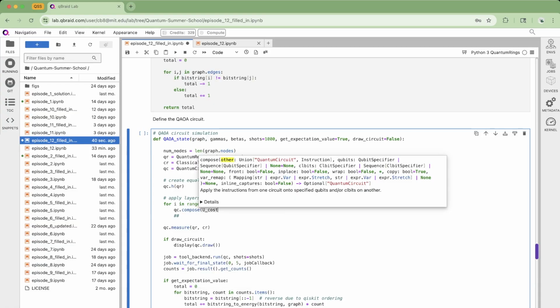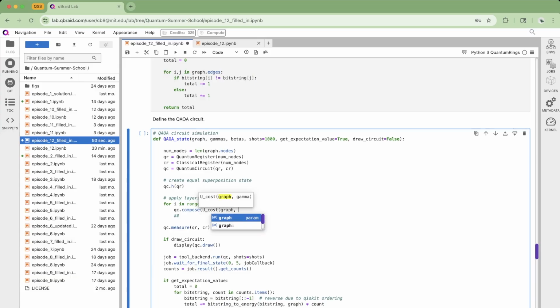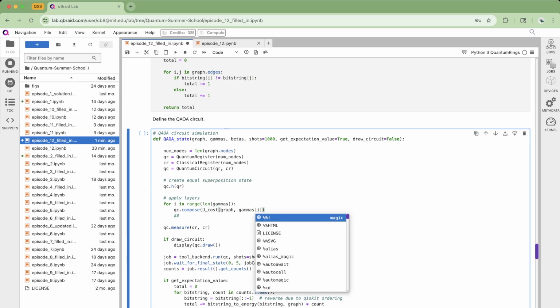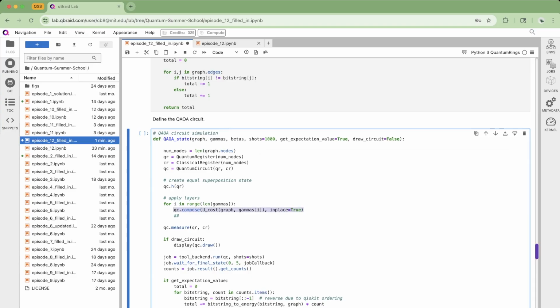Or the cost unitary, and we're going to do gamma i. So we're providing a list of gammas and a list of betas, and we want to do this in place. And then we want to do the same thing, but with the mixing unitary and beta.